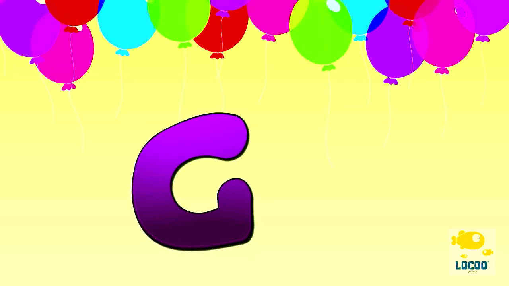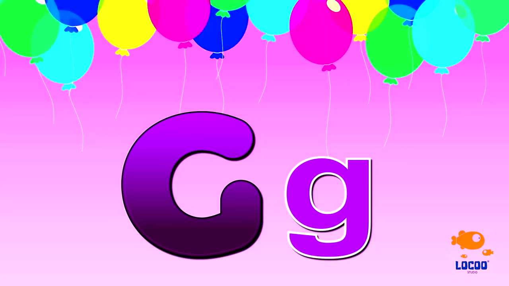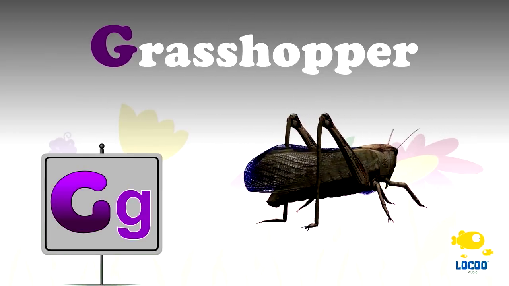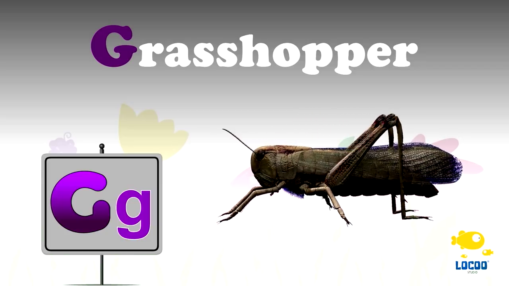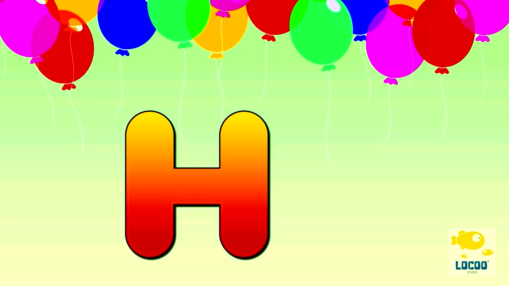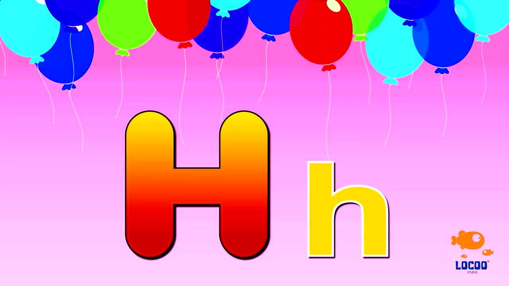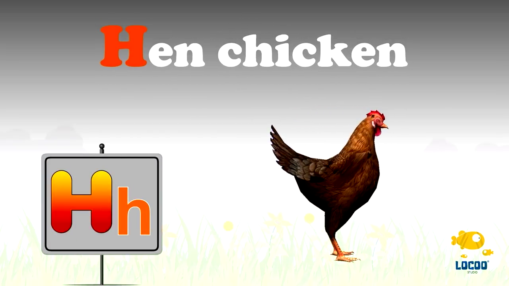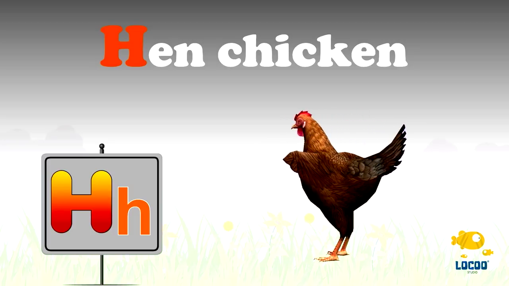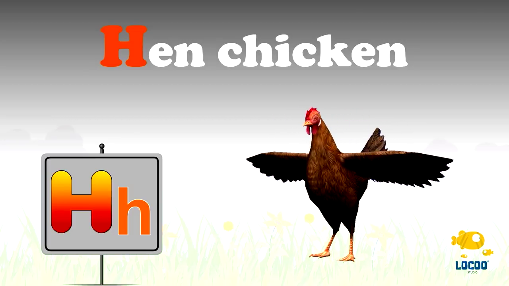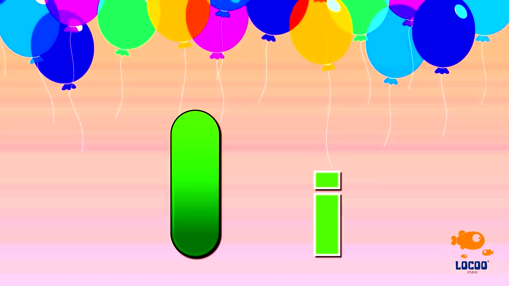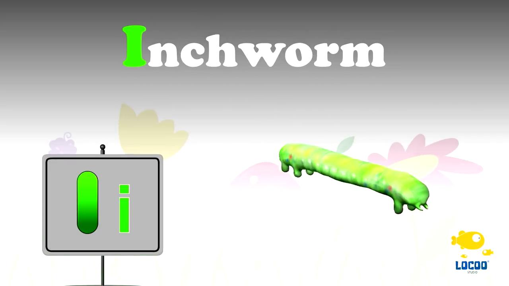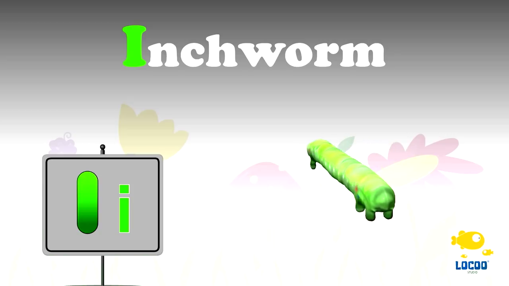G. G is for grasshopper. H. H is for hen chicken. I is for inchworm.